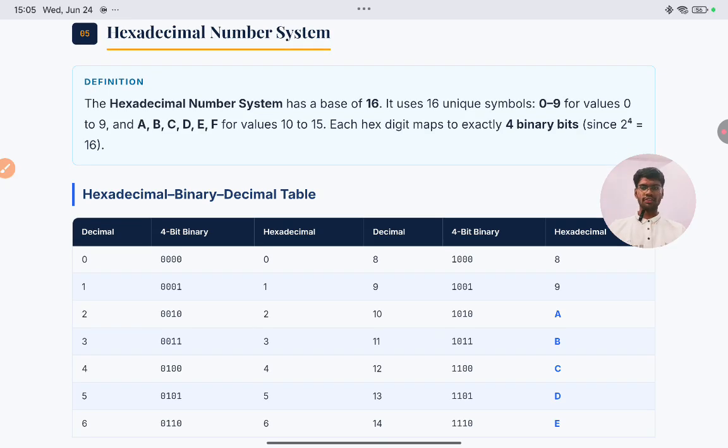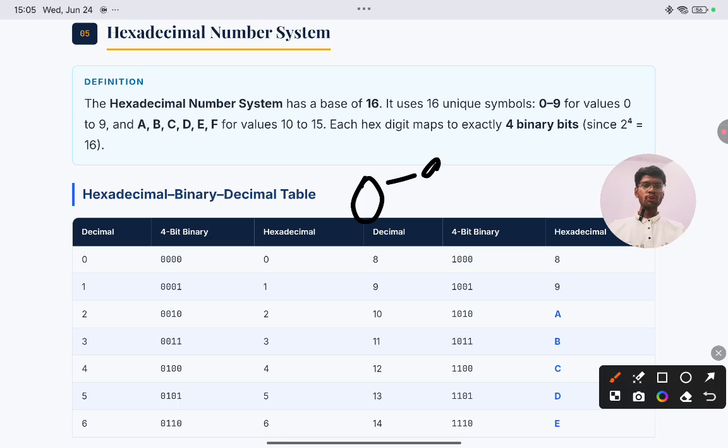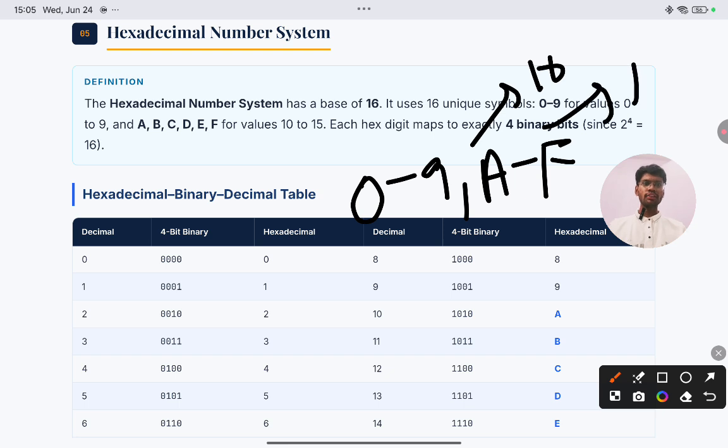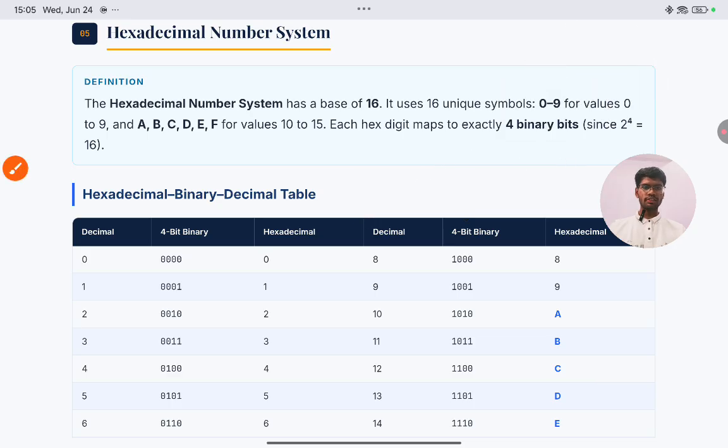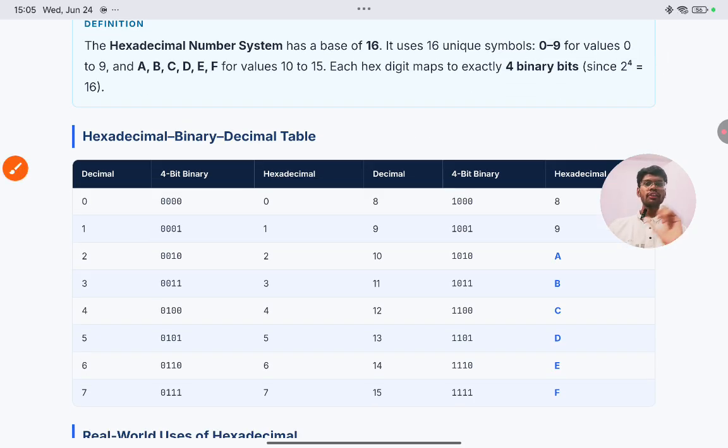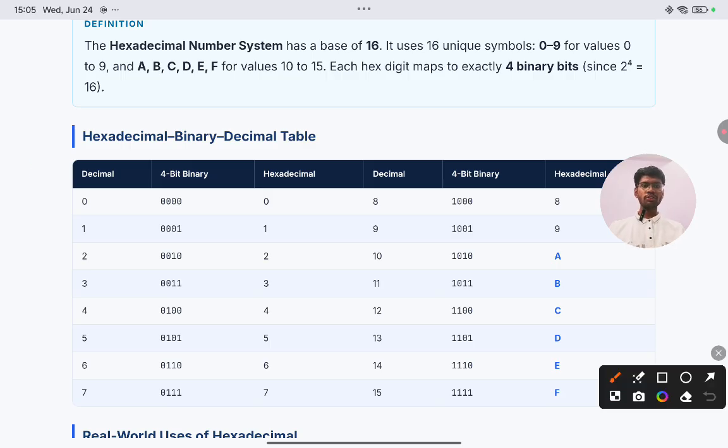Hexadecimal is base 16. So how this hexadecimal works, it is 0 to 9 and A to F. It means that A is represented as 10 and F is 15, and between like 11, 12, B, C, all this represented like this, and each hex digit maps to 4 binary bits. In octal there were 3 binary bits, but here there are 4 binary bits. This 2 to the power 4 is 16.